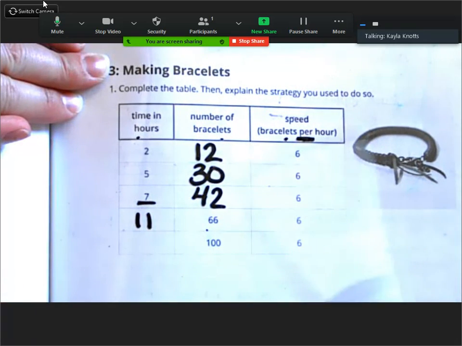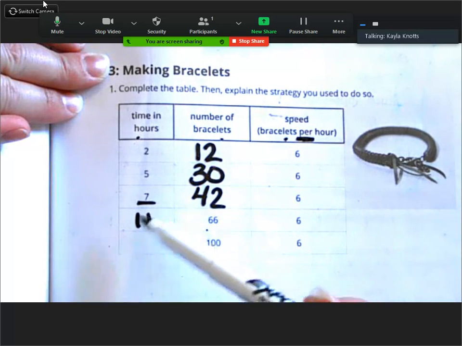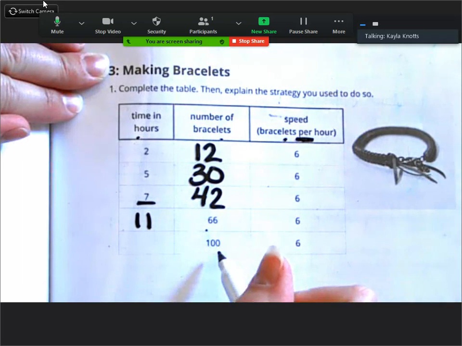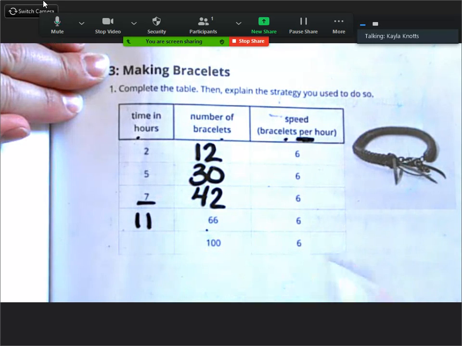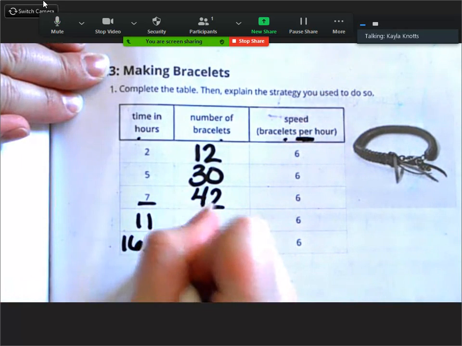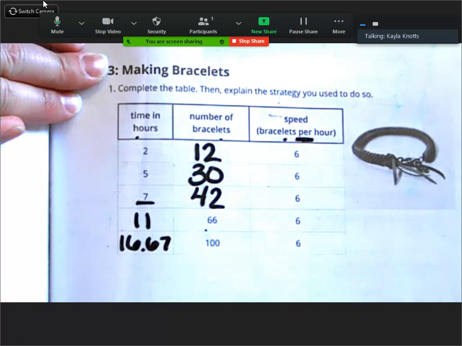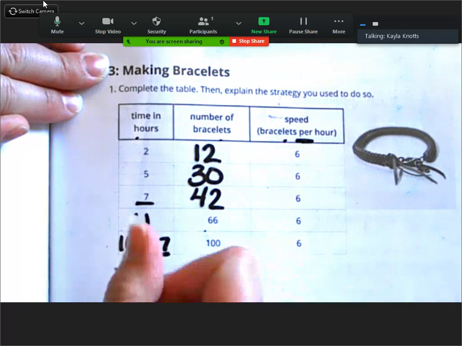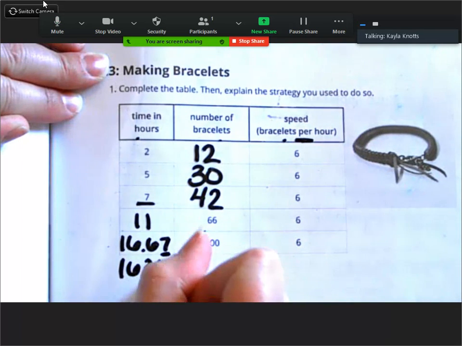So that means if I kept counting, I would hit my 11th column, and I would have 66. Same thing here. For 100 bracelets, 6 bracelets per hour, I would get 16 and 67 hundredths, or 16.67. And yes, that's rounding to the nearest hundredth. Or if you wrote that as a fraction, it would be 16 2/3.